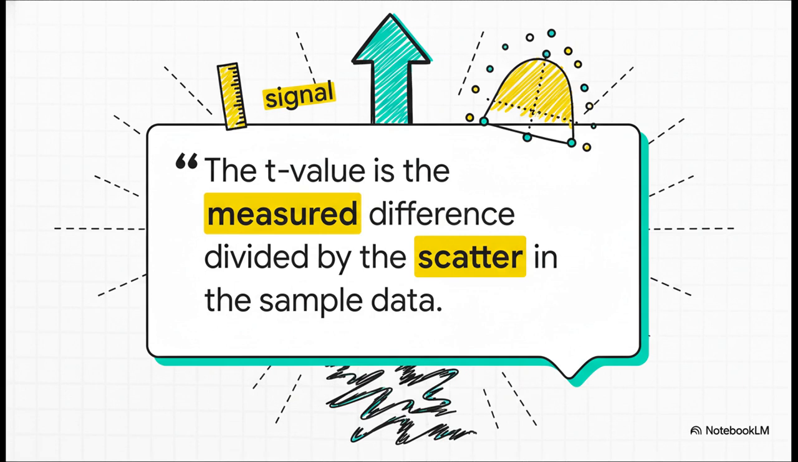The signal is the difference we saw, that 4.33-point jump. The noise is just the natural random variation in student scores. A big t-value means our signal is loud and clear, and it's punching through all that background noise.